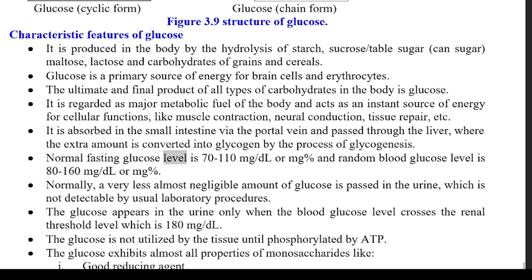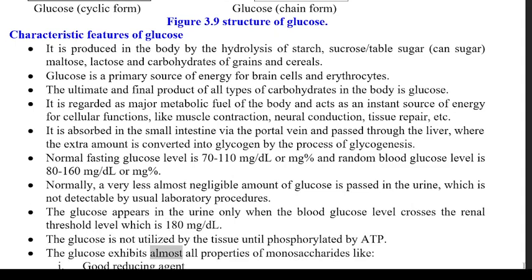Normal fasting glucose level is 70-110 mg/dl or mg% and random blood glucose level is 80-160 mg/dl or mg%. Normally, a very less, almost negligible amount of glucose is passed in the urine, which is not detectable by usual laboratory procedures. The glucose appears in the urine only when the blood glucose level crosses the renal threshold level, which is 180 mg/dl. The glucose is not utilized by the tissue until phosphorylated by ADP.